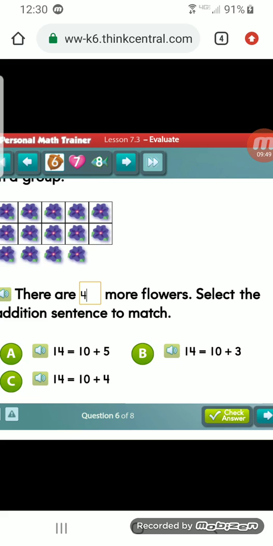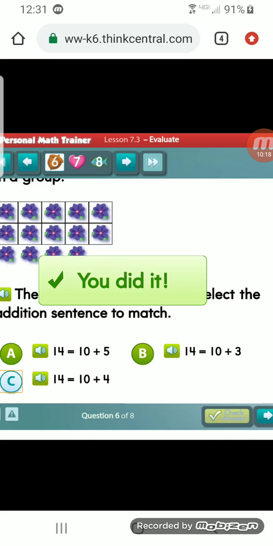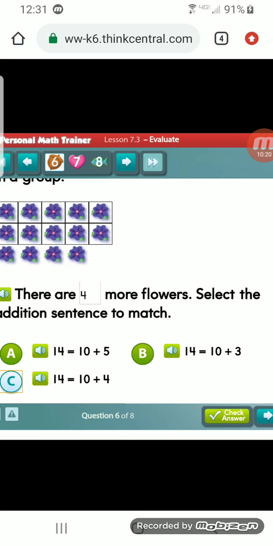14 is equal to 10 plus 5. I don't see a group of 10 and 5 more. Let's try B. 14 is equal to 10 plus 3. That doesn't match the picture either. There is a group of 10, but there are not 3 underneath. Let's try C. 14 is equal to 10 plus 4. There we go. I see a group of 10, and I see a group of 4 that makes 14. Let's check. You did it! Good job.